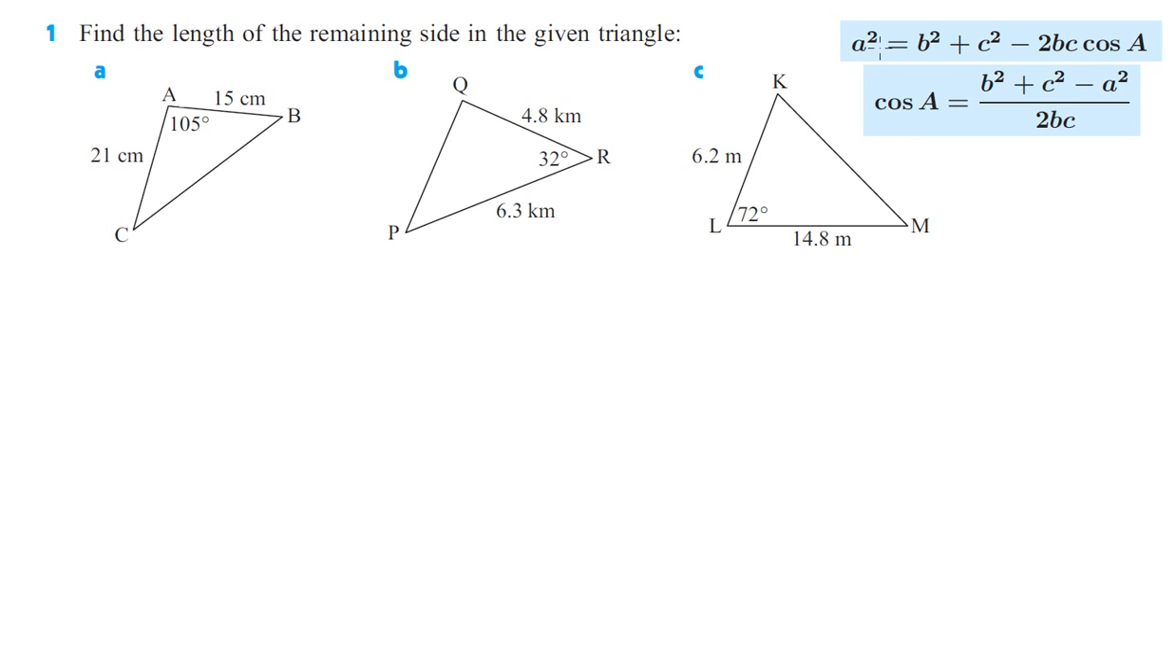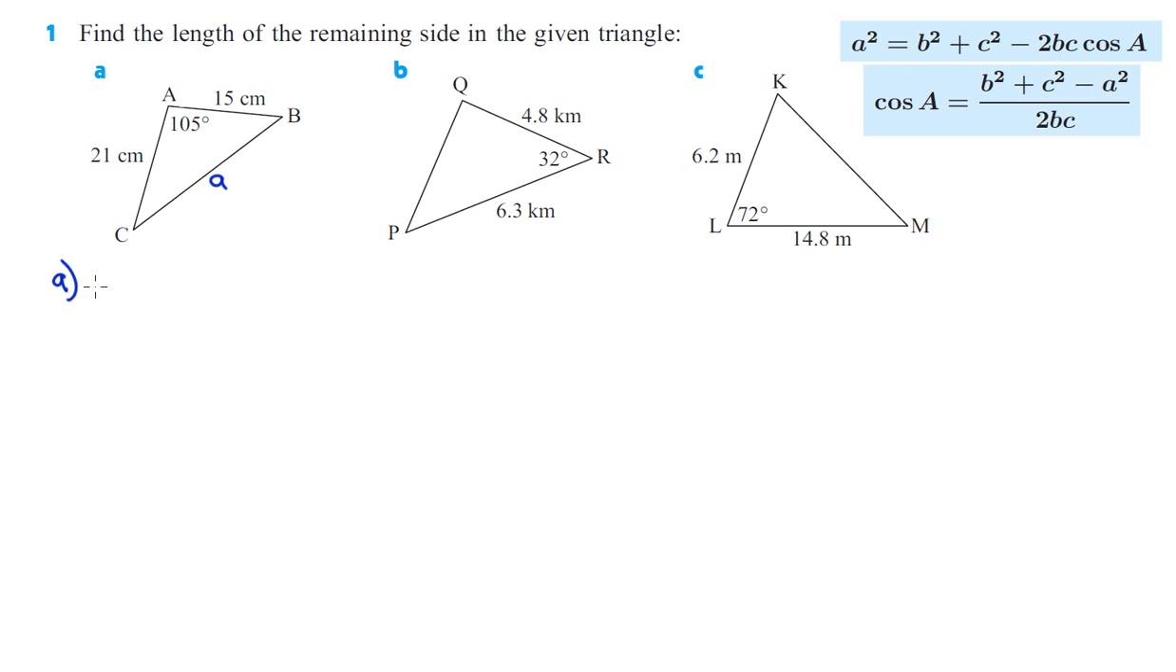So this top one here, remember, is if you're looking for a side, and this one is if you're looking for an angle. So we're looking for a side, so we're going to call this, it is actually A. So we're looking for side A across from angle A. Okay. So to do this, we have A squared equals B squared plus C squared minus 2BC cosine A.